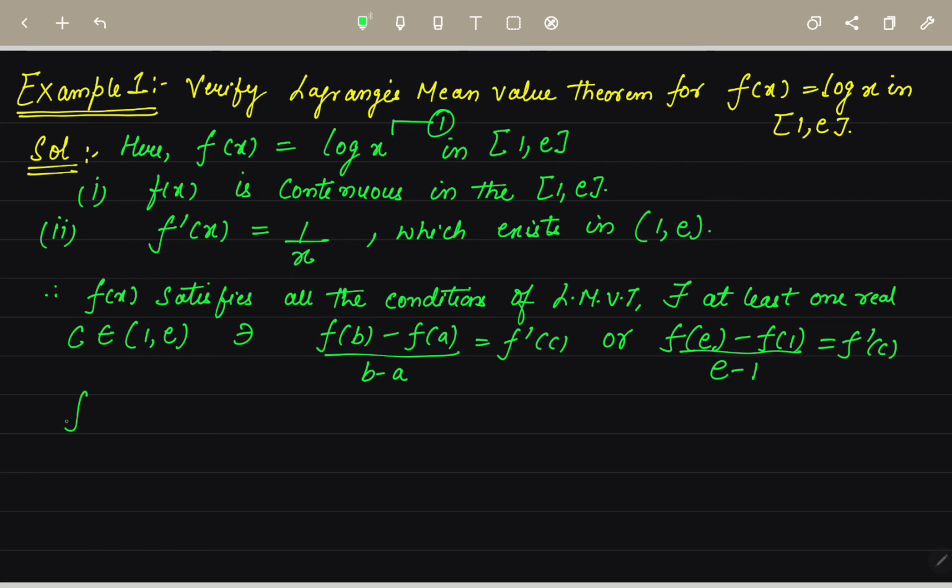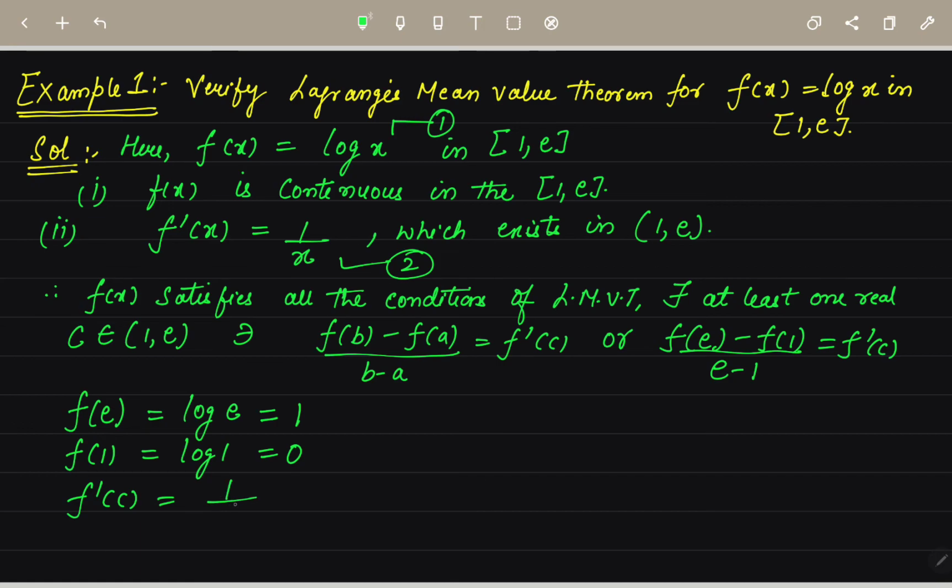So first of all I will find the value of the function at e. f of e is equal to log of e, and we know that log of e is equal to 1. Similarly, f of 1 is equal to log of 1, and we know that the value is equal to 0. Also f dash c is obtained by replacing x by c in equation second, so I will get 1 by c.